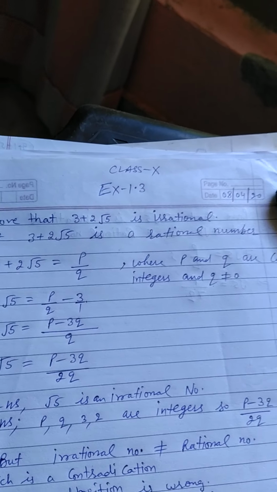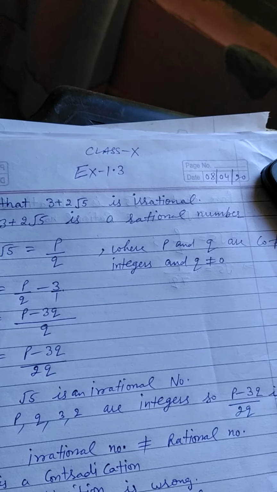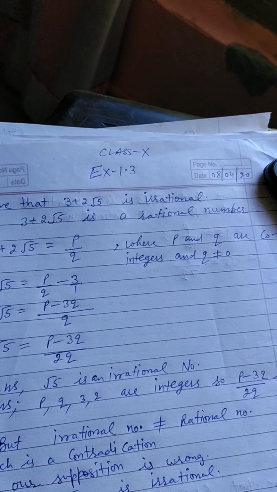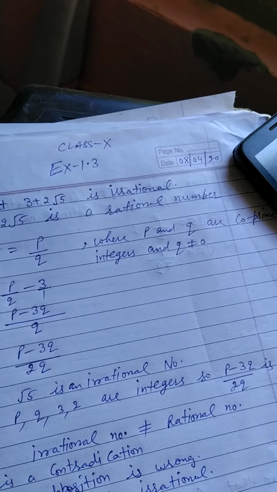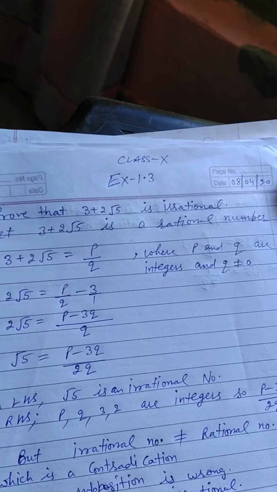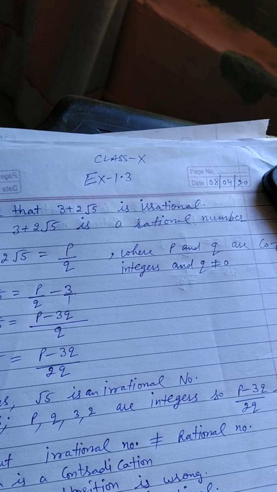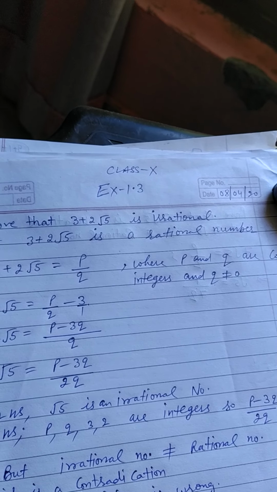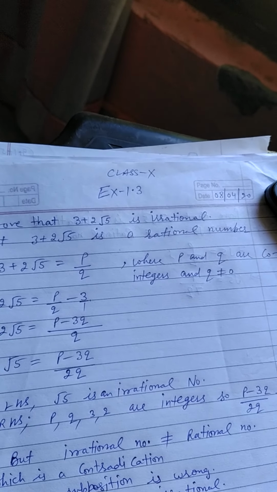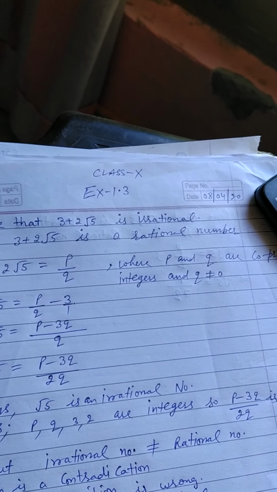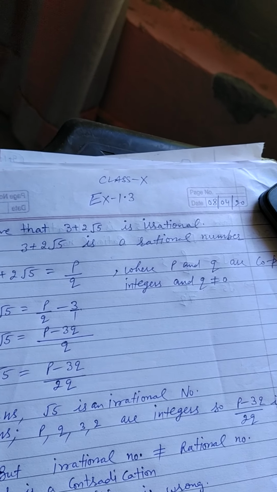Yesterday we completed 1.2 and 1.3. Question number one was the first type, and the first question statement was: prove that square root 5 is irrational. This is the first type. In the homework, 5 questions were given from my side.